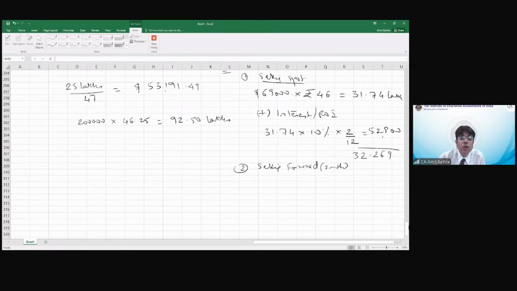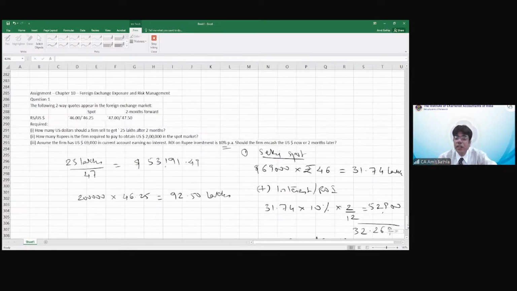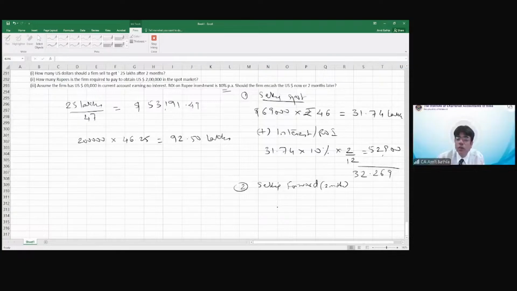If I sell 2 months forward, what is the rate I'm going to get? 47. I will get 47, right? So here I'm going to get $69,000 into 47. How much will be the amount? 32.43 lakh. So which is higher, 32.269 or 32.43? 32.43. So which option will you opt for? Selling forward after 2 months. Am I right?